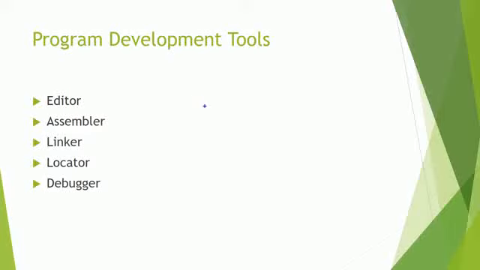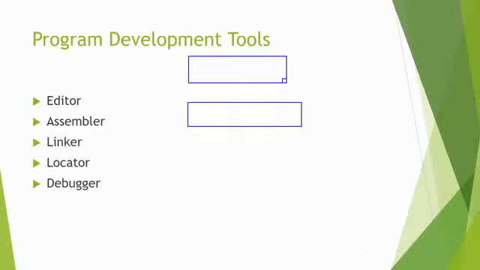Let me elaborate this explanation with boxes. Assume that the editor is number one, assembler is number two, linker is number three, locator is number four, and debugger is number five. Here I'm just taking the numbers.